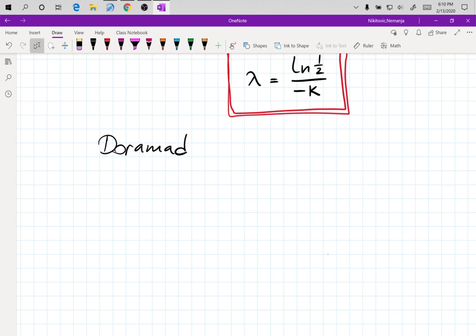So let's ask ourselves, we have a Doramad toothpaste which has thorium-229, I hope. Doramad contains thorium-229 with half-life of 7,340 years.